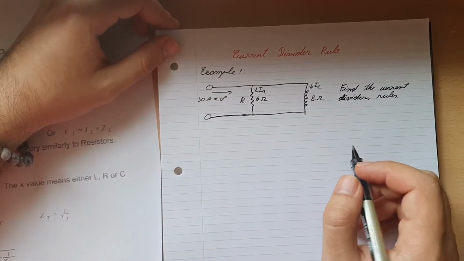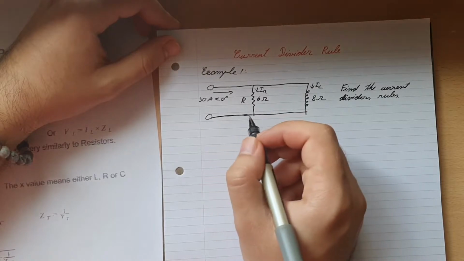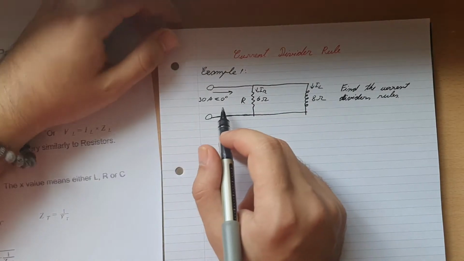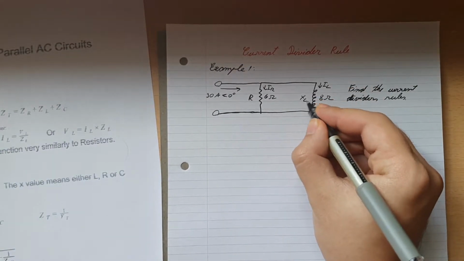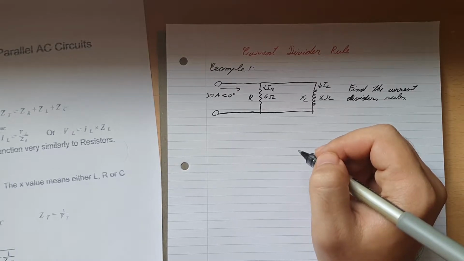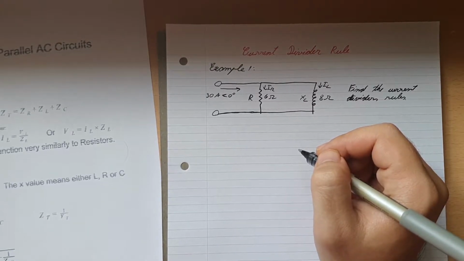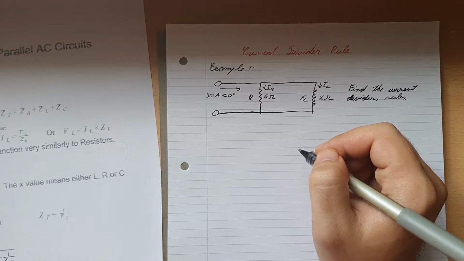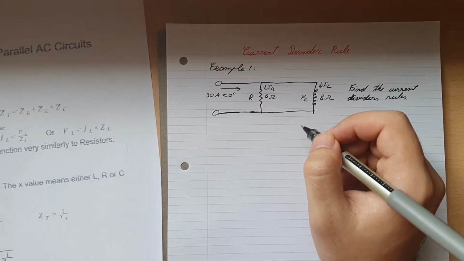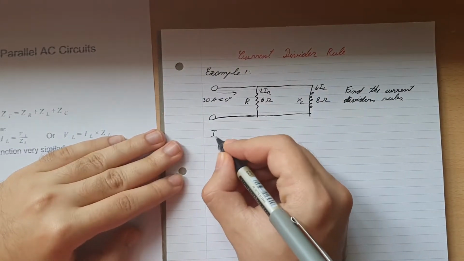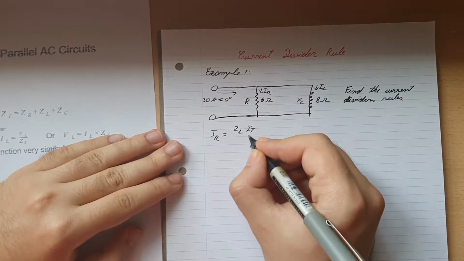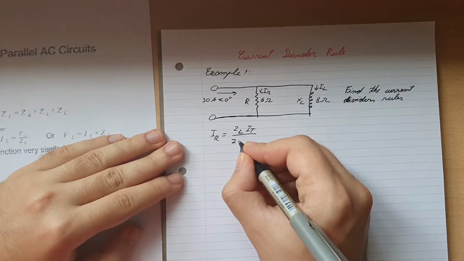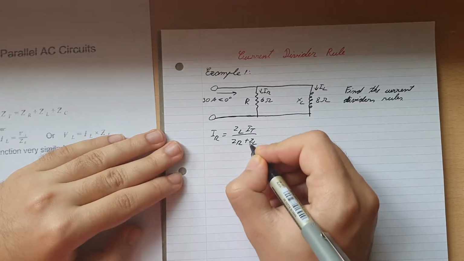Alright, so let's get started with this one, which is a pretty simple one. We only know the current at an angle of 0 degrees. R has a resistance of 6 ohms and XL has a resistance of 8 ohms. Of course, we can do it the long way: calculate the total resistance, find the total current, and then split it in two. Or we can just apply the current divider rule, which is IR equals ZL times IT divided by ZR plus ZL.